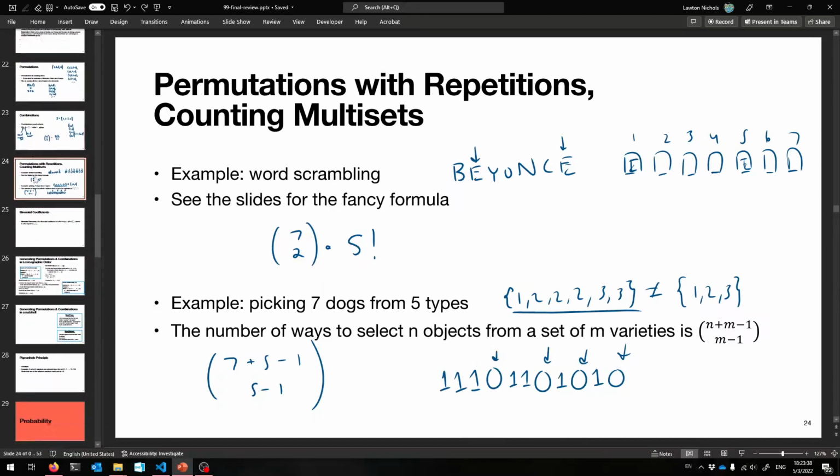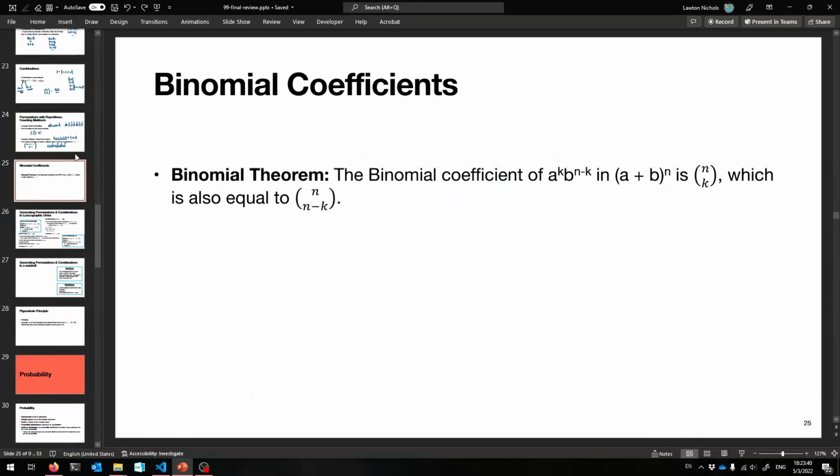Now let's keep going to binomial coefficients. Another way of counting things. It has to do with essentially combinations and permutations again. So let's talk about this.